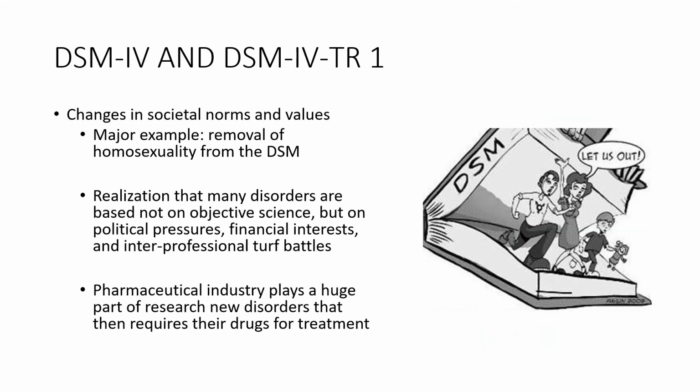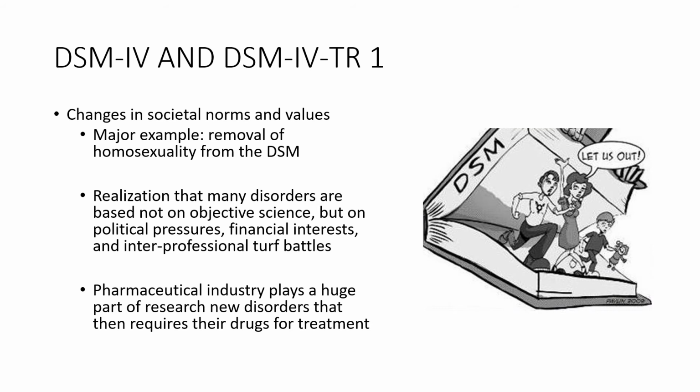Now let's talk about the DSM-4 and the DSM-4-TR, also known as text revision. Changes in societal norms and values happen. A major example is the removal of being gay from the DSM. Believe it or not, less than 50 years ago, being gay was considered a mental disorder. And so they removed it, which means that because society started to accept people who are gay, they're like, wait a minute, maybe being gay is not a mental disorder, right? So this is society actually influencing the DSM.